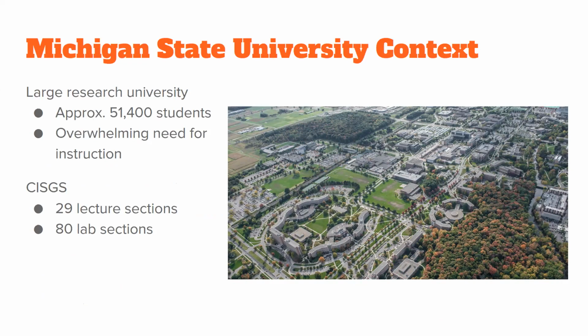And we partnered with the instructors for our CIS-GS courses. Those are integrative studies in general science. And these are introductory science courses for non-science majors. These courses include nearly 30 large lecture sections with 100 to 200 students each, and they're divided into up to 80 lab sections of approximately 25 students each.